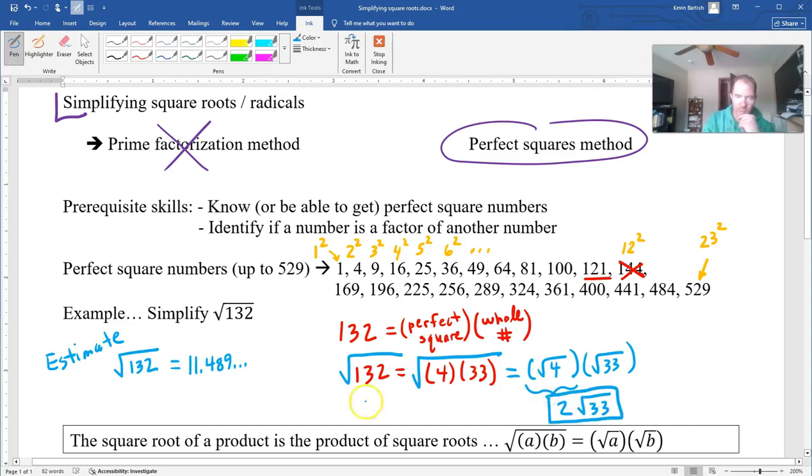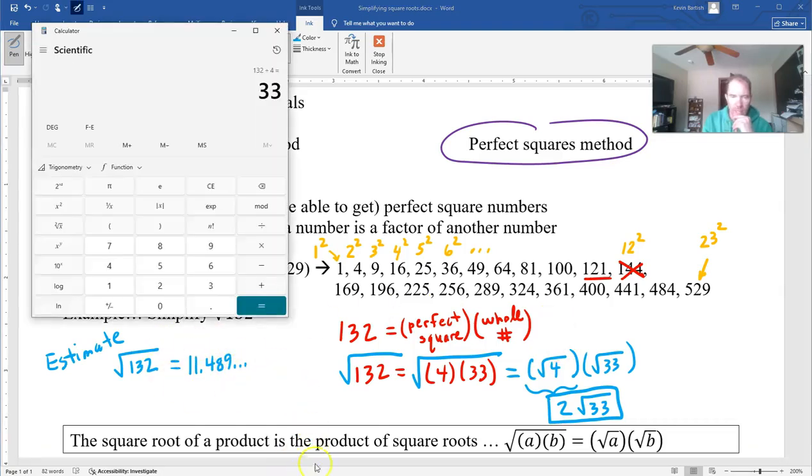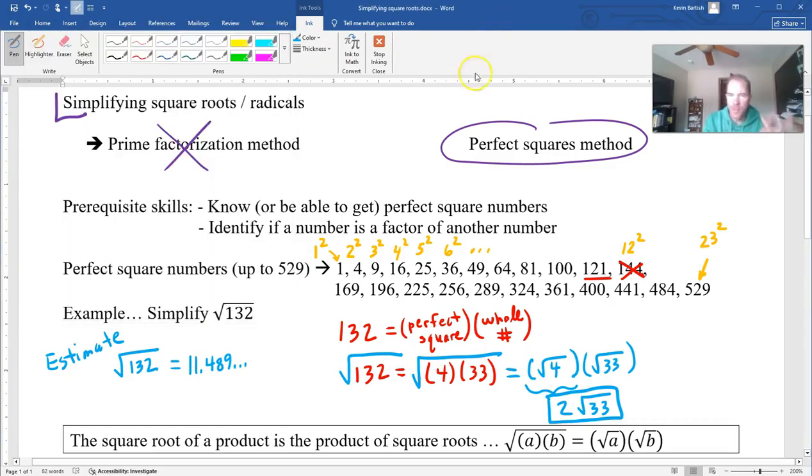The only other thing I'm going to do is check on the calculator. 2 times the square root of 33. I'm hoping I get that 11.489. Let's see, 2 times 33's square root is equal to 11.489. All right, cool. Looks good. Let's do another one.